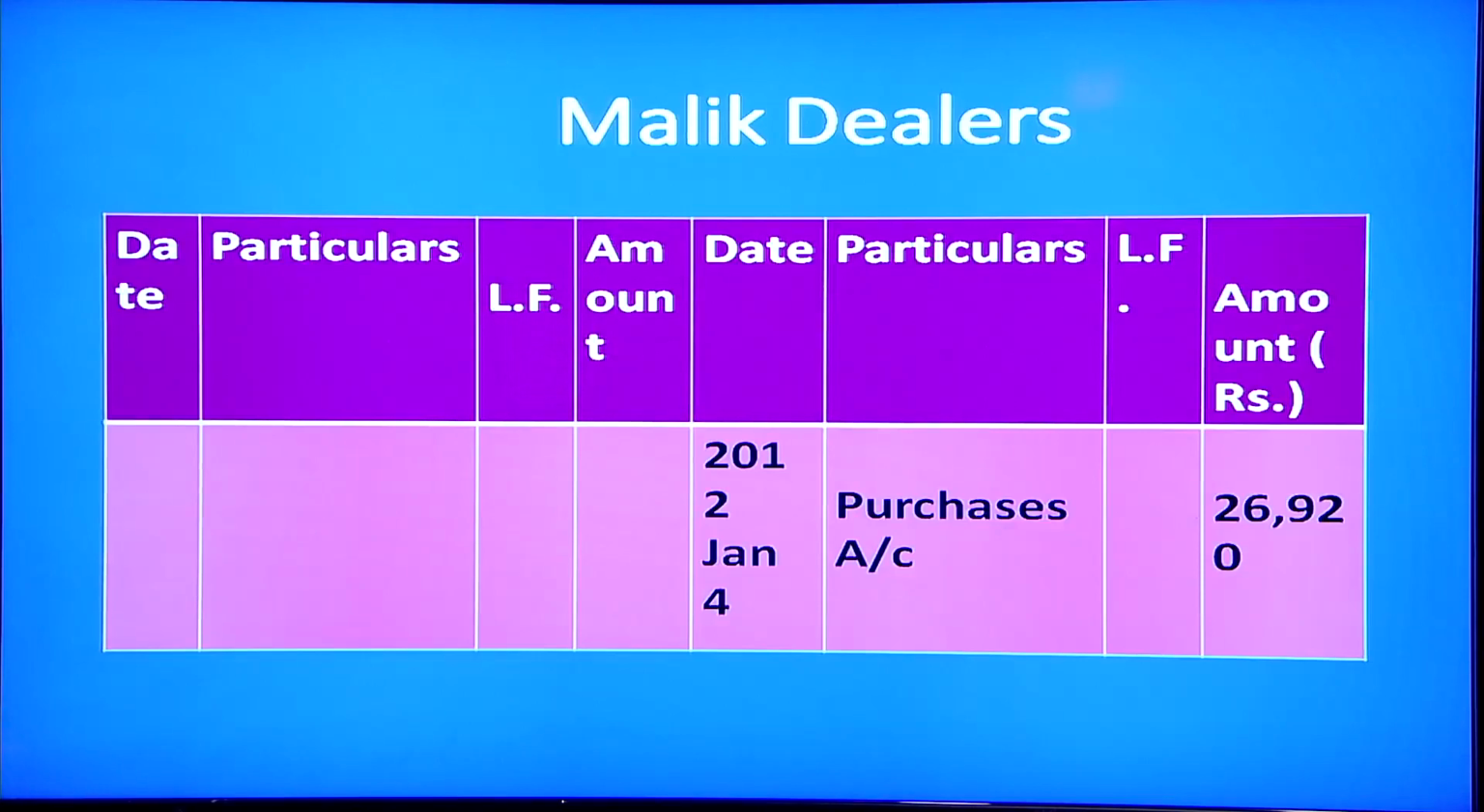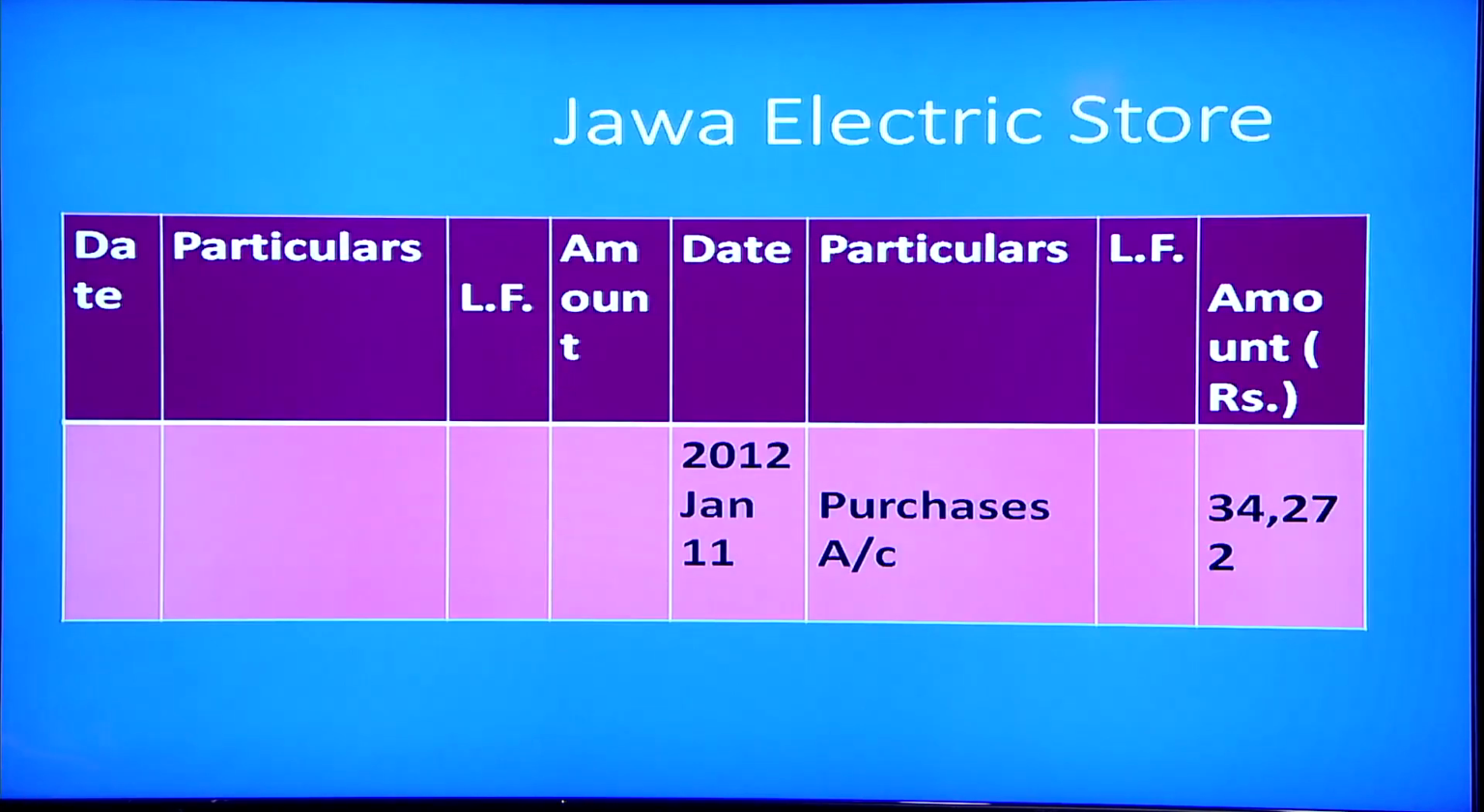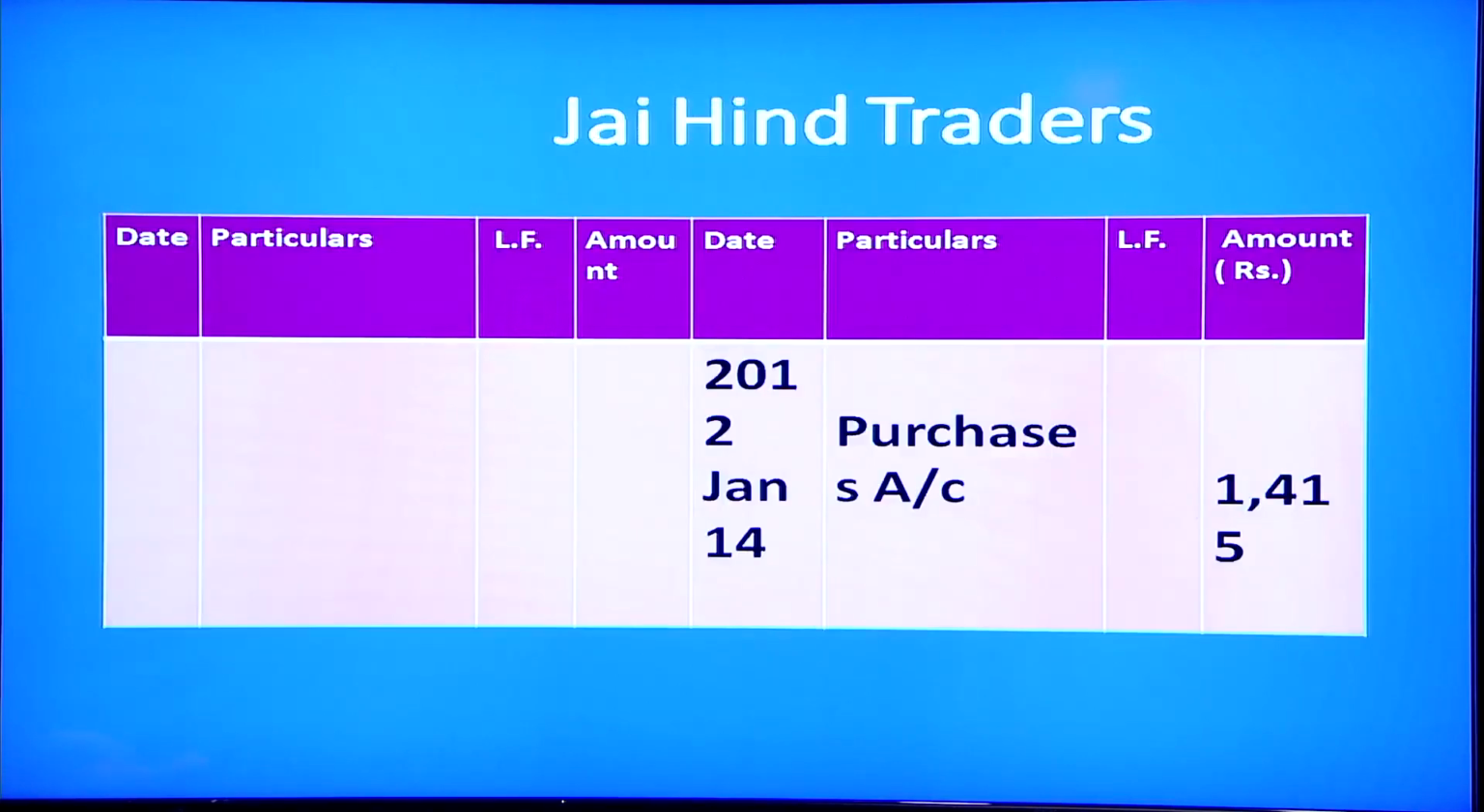Now, in the previous question, we have posted it to respective supplier's account. Malik Dealers was a supplier. So, we have posted on the credit side of his account, and we have written by purchases account. Date and amount column will come in the respective columns. Similarly, Java Electrical Store, another supplier, we have written on the credit side by purchases account. Date and amount in the respective column. Next, Jai Hind Traders, date and amount in the respective column, and we will write on the credit side by purchases account.